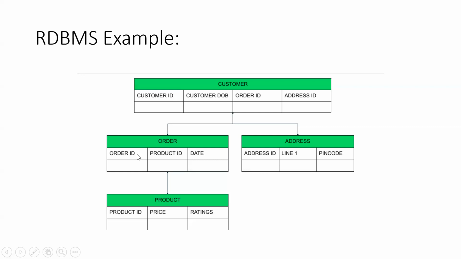Similarly, between the order table and the customer table, in the order table, order ID should be a primary key. In the customer table, order ID is there, and it works as a foreign key.